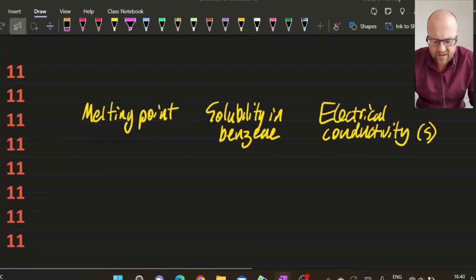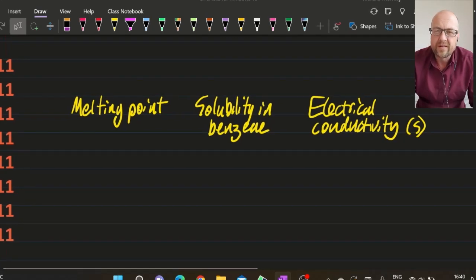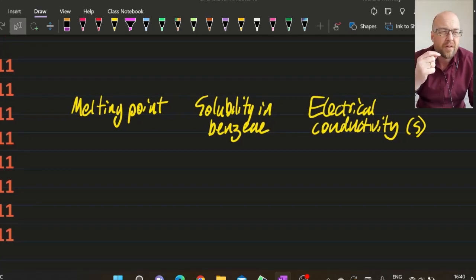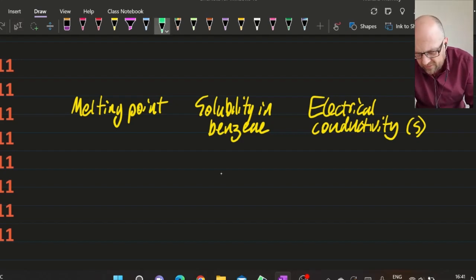Most likely to be ionic. So I think ionic, salt. If they ask me about covalent, then I think maybe about something like water or sugar. But if it's ionic, I think salt. Okay, so melting point. The melting point of salt is going to be high.